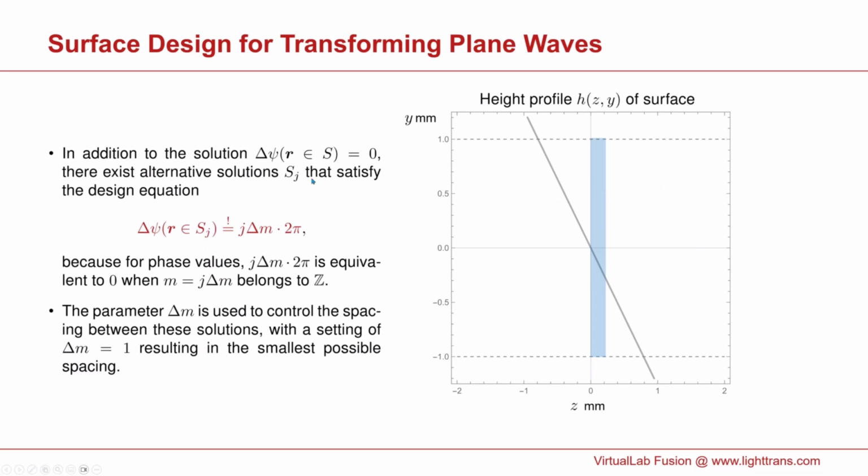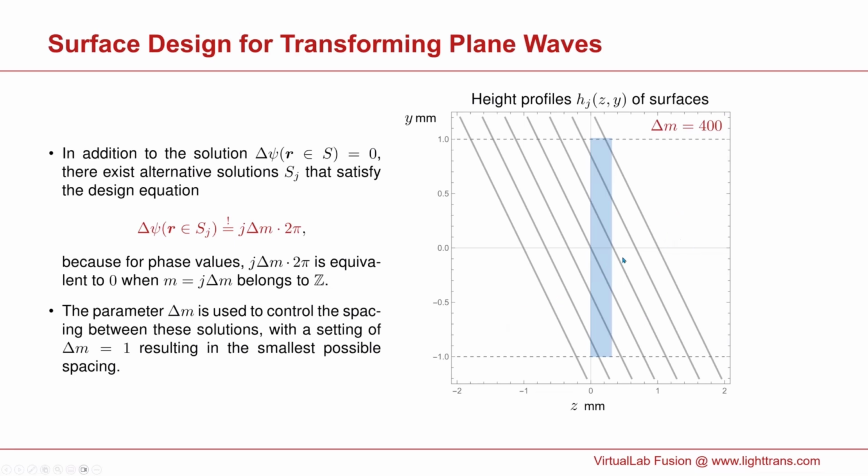Fortunately, in addition to our basic design equation where we say delta psi should be 0, there exists an alternative solution, or a set of alternative solutions, where I replace the 0 by a multiple of 2 pi. So delta m is an integer. And this is possible because for phase values, a multiple of 2 pi is identical to 0 because of Euler's equations. The parameter delta m can be used to control the spacing between these solutions, with a setting of delta m equal 1 resulting in the smallest spacing.